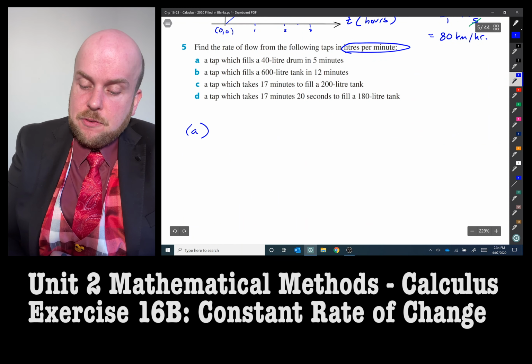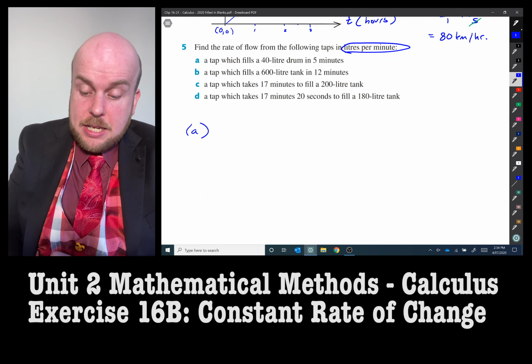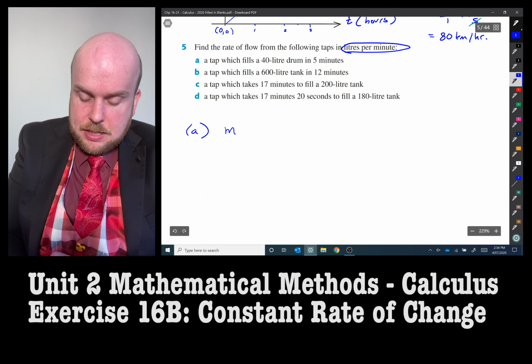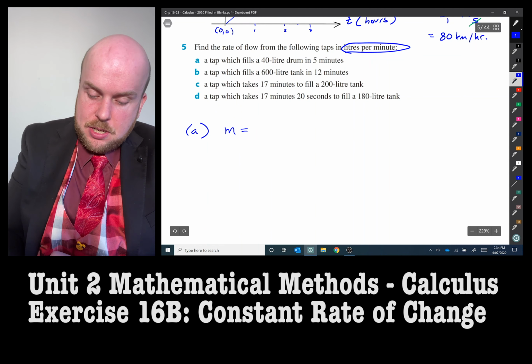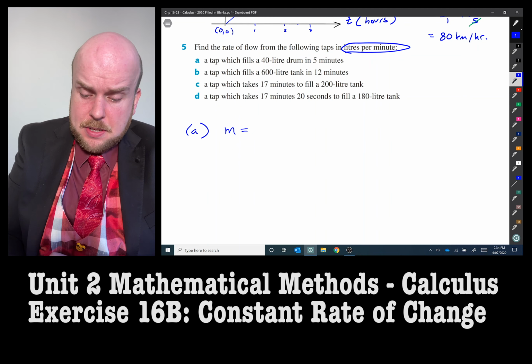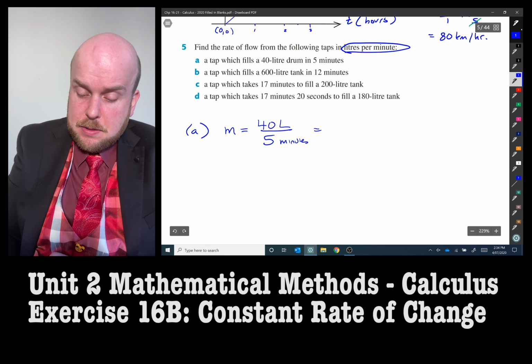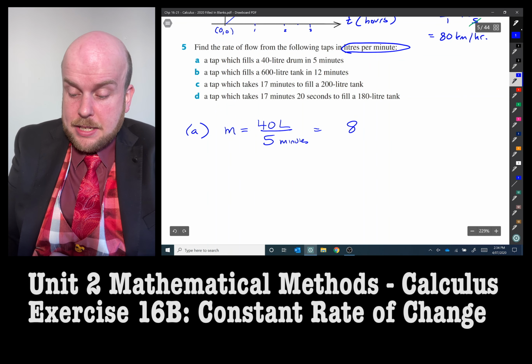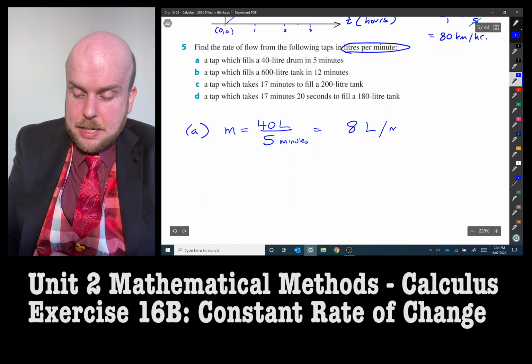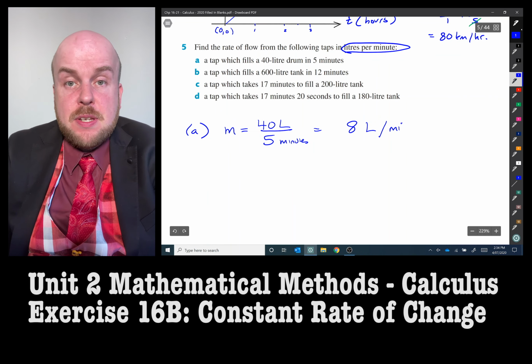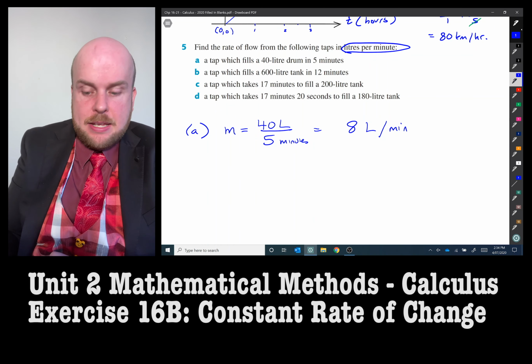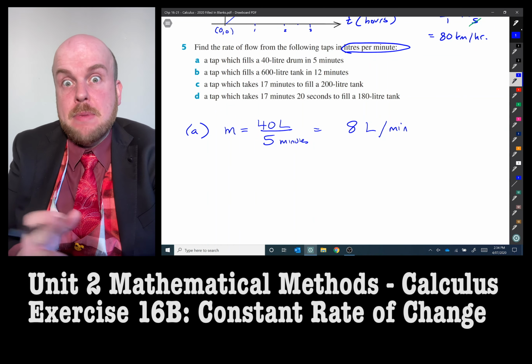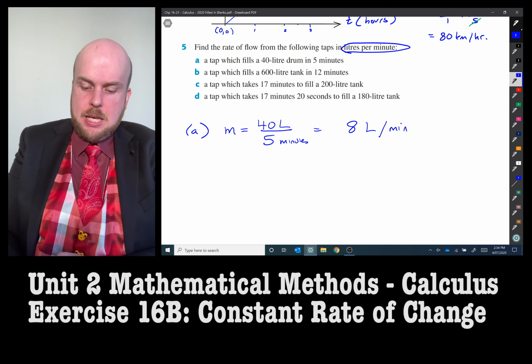A tap which fills a 40-liter drum in 5 minutes. We want liters per minute. So the rate of change is simply going to be 40 liters divided by 5 minutes. So it's going to be 8 liters per minute. I would suggest if you're going to use minutes, use the abbreviation MIN, because M can mean other things and get very confusing with m being the gradient.